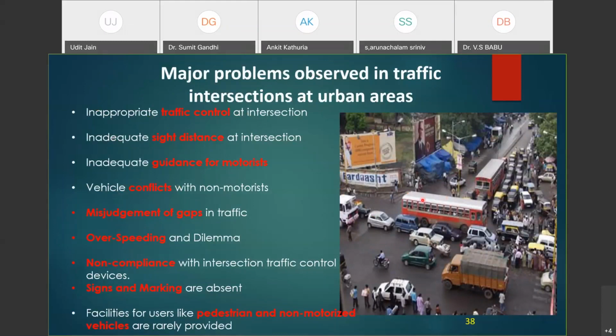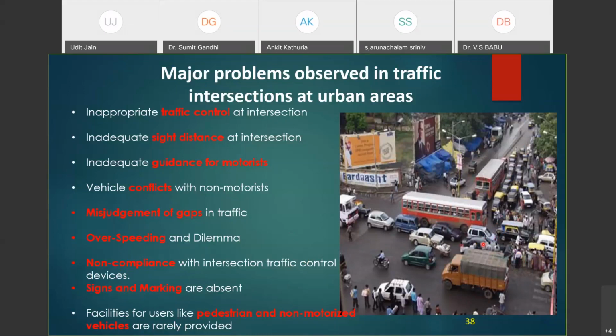There are several conflict points between non-motorized and motorized traffic. You can see there is a lot of pedestrian and vehicular interaction. This is absolutely not acceptable when we talk about safe intersection designs. There is overspeeding and a lot of dilemma. You can see that some vehicles are coming at a high speed, and at certain places there is choking. There is non-compliance and traffic control devices are not present. Road signs, road markings are not present. Facilities for pedestrians and non-motorized vehicles are also not provided. So this is one of the worst examples that you can see of an intersection.